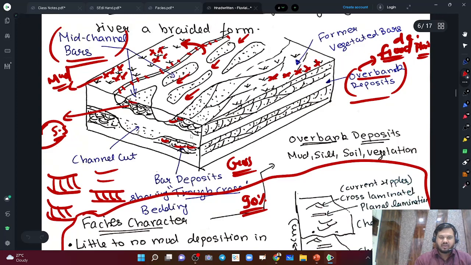So there is no mud. There is like this dot dot dot dot. These are all mid channel bars, and these are sand deposit, right? We don't get any mud, we get a lot of sand, and we get a lot of cross beds, trough cross beds. That is one thing, right?